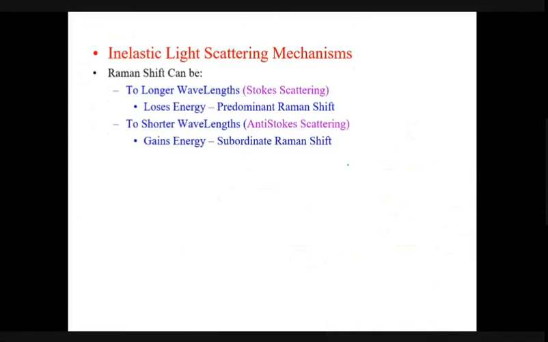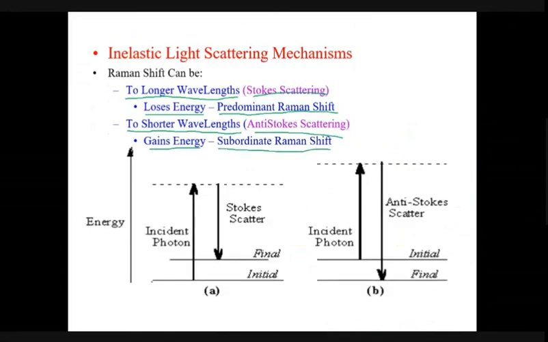Now, there are two types of Raman shift possible. The shift to longer wavelengths is called Stokes scattering, and in this, the energy is lost and the predominant Raman shift is observed. When we see the mechanism, you will understand it better. The second type is where the Raman shift is to shorter wavelengths, called anti-Stokes scattering. Energy is gained and it is called the subordinate Raman shift. You will understand this better.